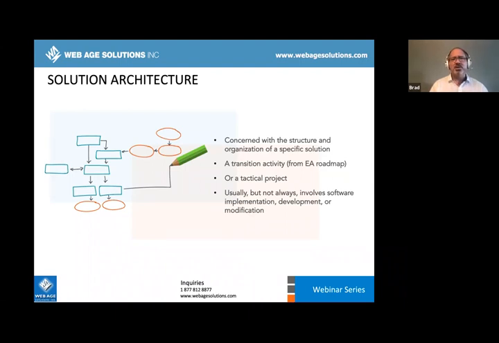Usually, but not always, solution architecture involves some form of software. It could be an implementation of a software package. It could be a modification of something that already exists. It could be a development of something completely new. I say usually, but not always, because solution architecture isn't necessarily just about software. It can be also about business processes. It could be about how we work. It could be about how an organization is divided up, governance to meet particular objectives, are all subject to this set of practices around what solution architecture is.